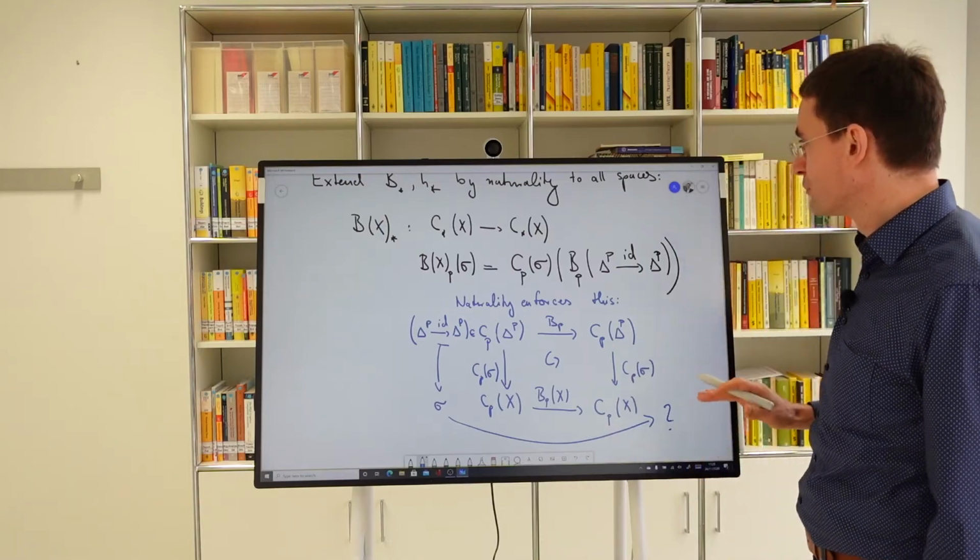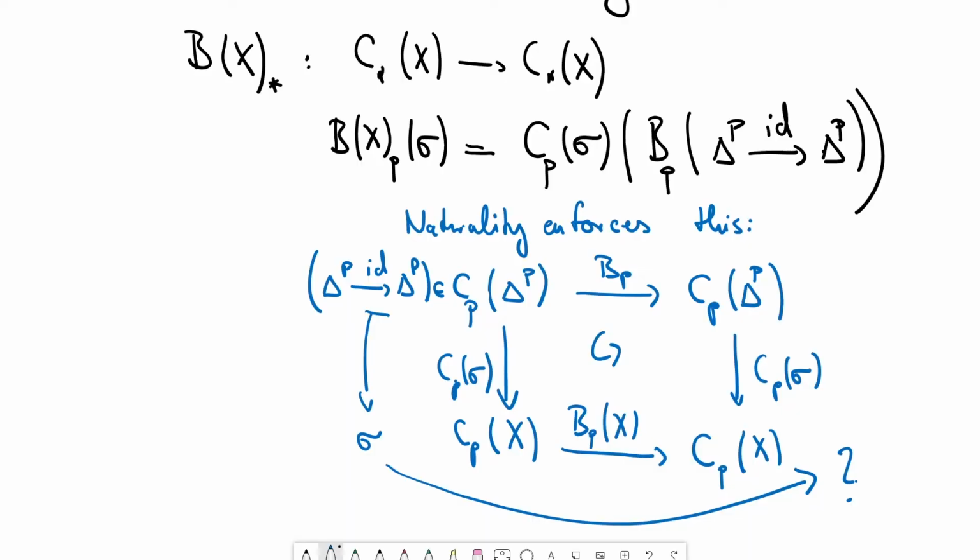So we are really forced to do this definition, and maybe let me complete this. So if you go this way, we get this. All right. So end of side remark.